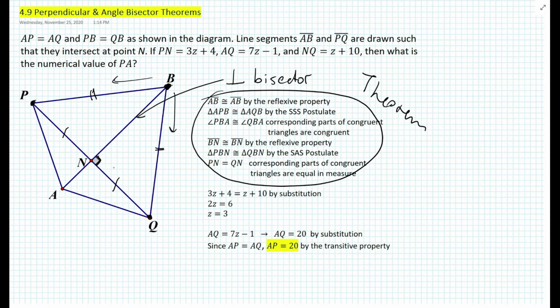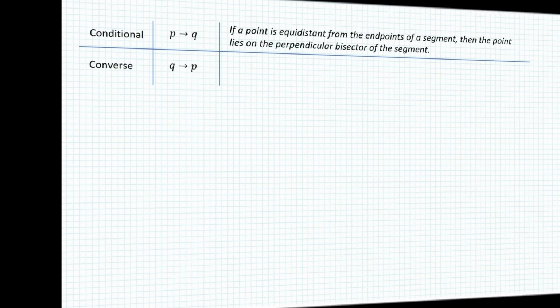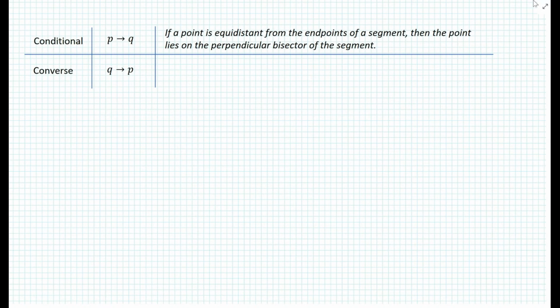So we could just simply skip all the steps here that I circled and go straight to the fact that these must be equal. Now that we have formulated the conditional of that theorem, which is if a point is equidistant from the endpoints of a segment, then the point lies on the perpendicular bisector of the segment, and we think about it as the conditional statement if P then Q, is the converse true as well, if Q then P?